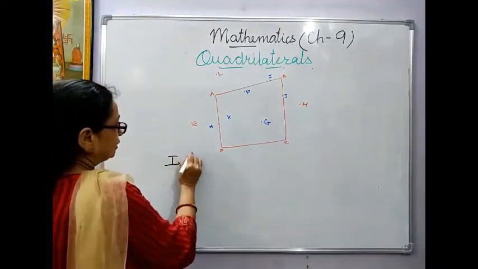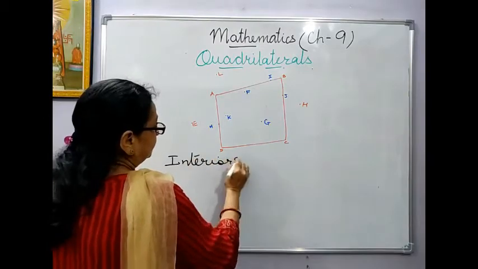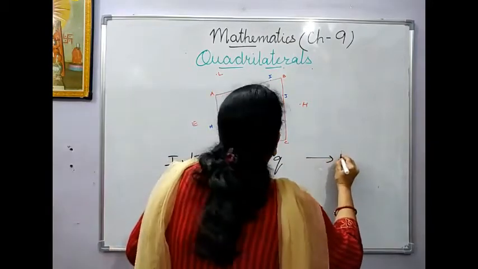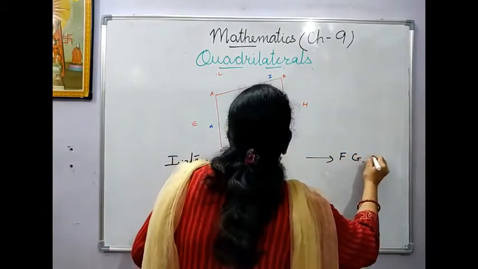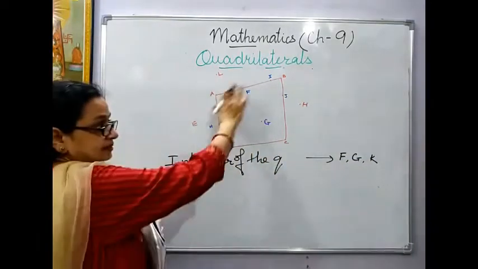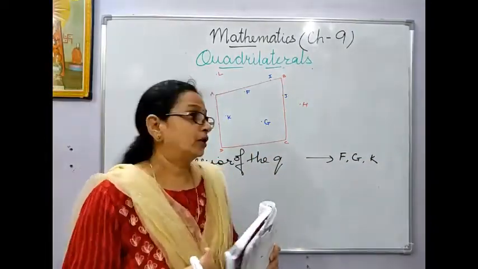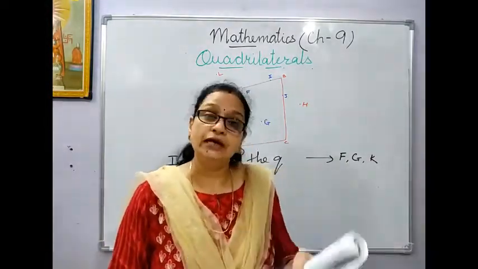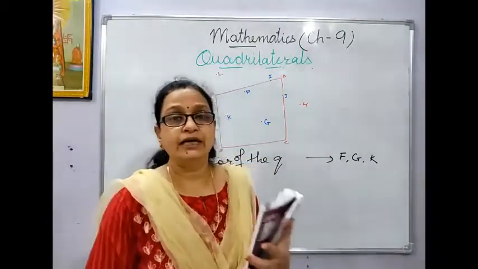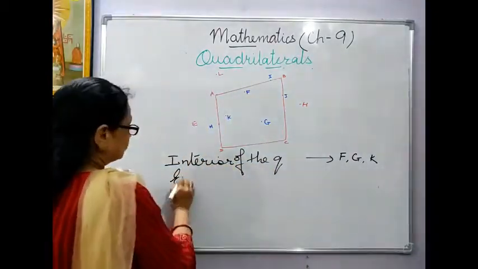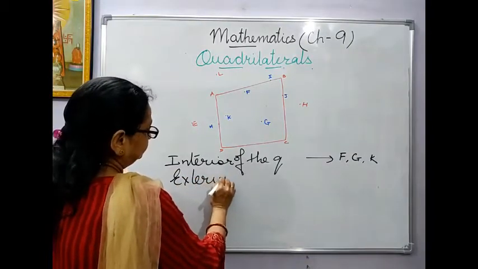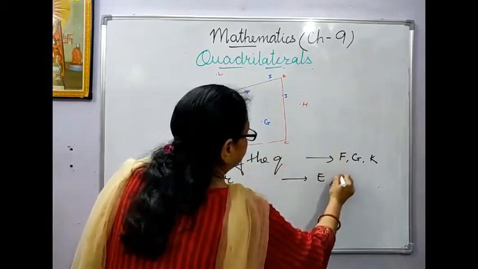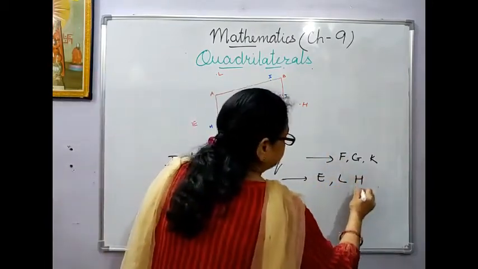So I will be writing in short, interior of the quadrilateral. They are F, G and K. These are the points which are enclosed inside the quadrilateral. Then the part of the plane containing all the points that are not enclosed by the quadrilateral is called the exterior of the quadrilateral. So the exterior points are E, then L, which is outside, and H.